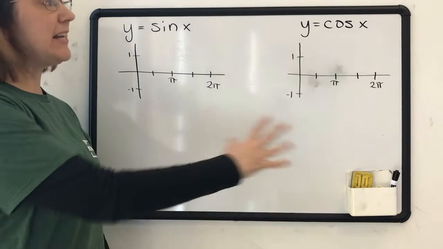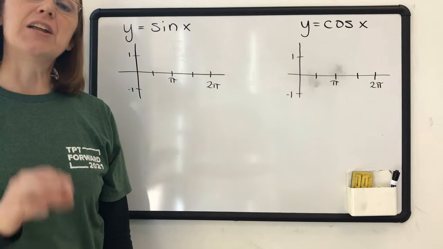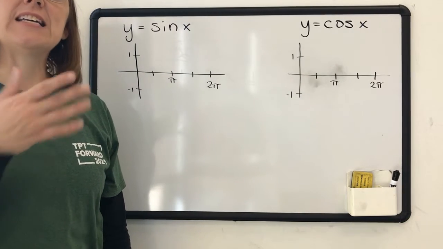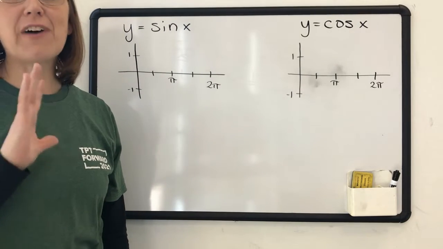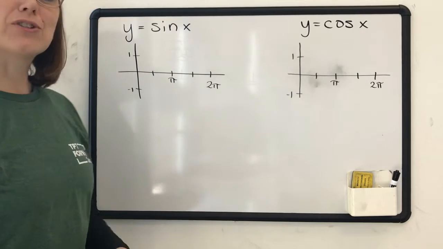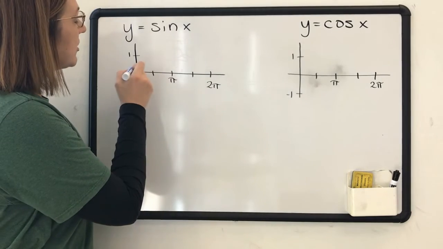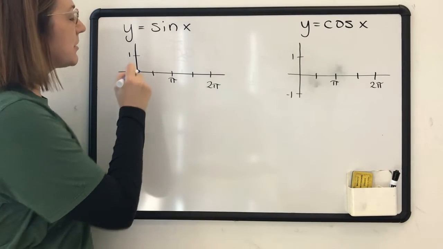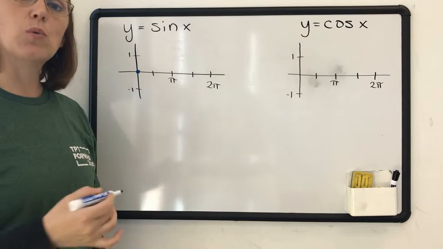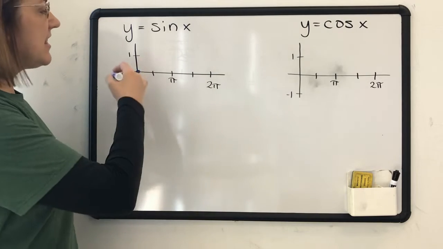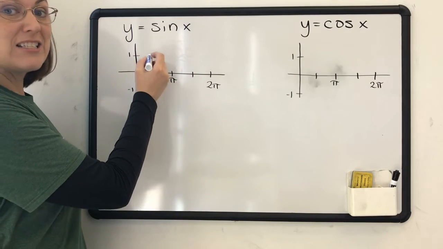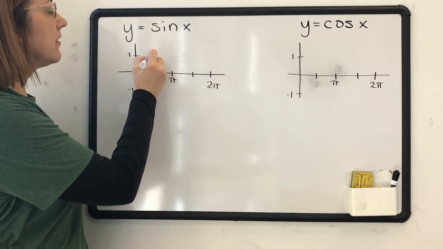characteristics of both the sine and the cosine graph. Now, the first thing I want to point out is that on each graph, there are 5 key points. So for sine, you're going to notice that it starts at 0, 0. That's because the sine of 0 is 0. And then at pi over 2, sine is 1.